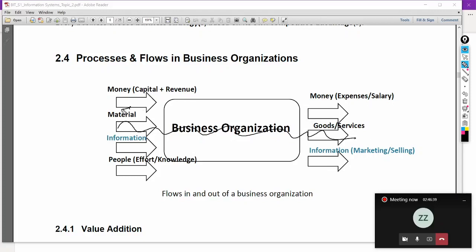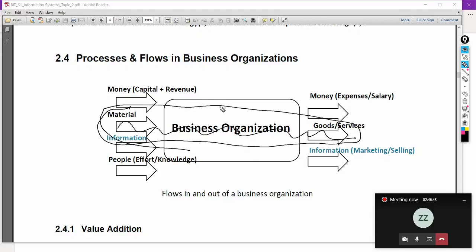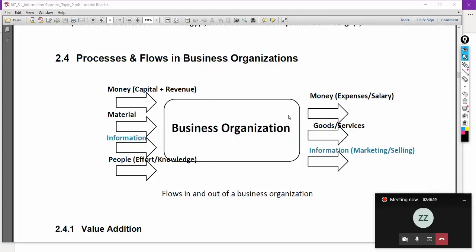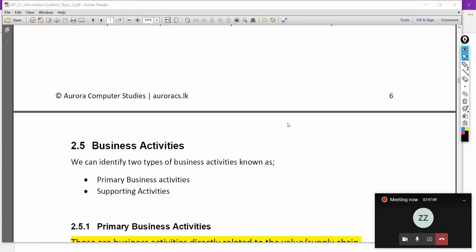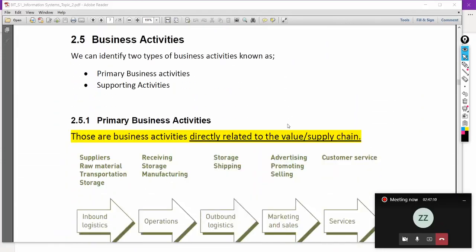So if it is something related to this value chain, we call this the material chain, then we say that is a primary business activity. This division is more evident when it comes to product oriented, right? Less evident when it comes to service oriented, okay? But if it is directly related to your product or providing the service, so manufacturing and distributing your product, we call them primary business activities.